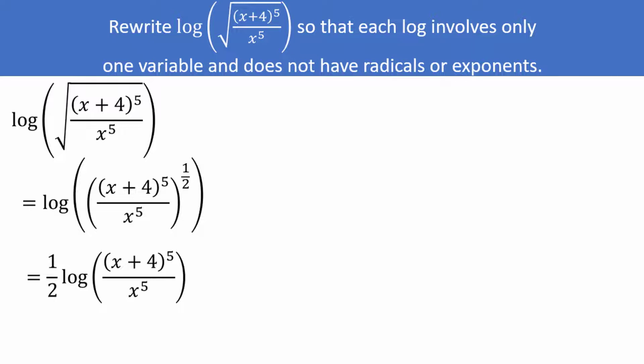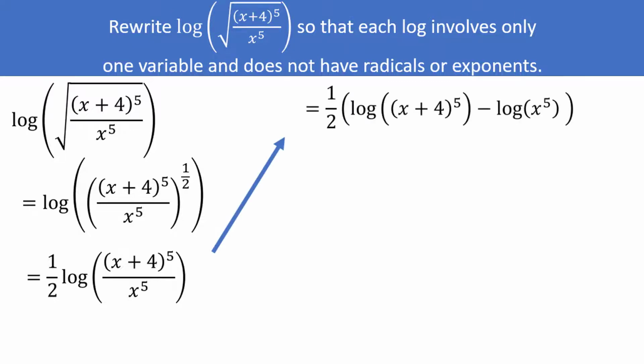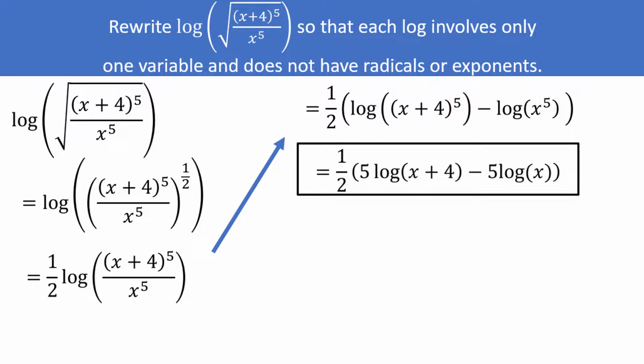Then we can split the log into two logs using the log of a quotient rule, but we have to use parentheses to indicate that the 1/2 multiplies the whole log, so that we have 1/2 log of x plus 4 to the 5th power minus log of x to the 5th power. We can use the power rule to pull the exponents out front, so that we have 1/2 times 5 times the log of x plus 4 minus 5 times the log of x.